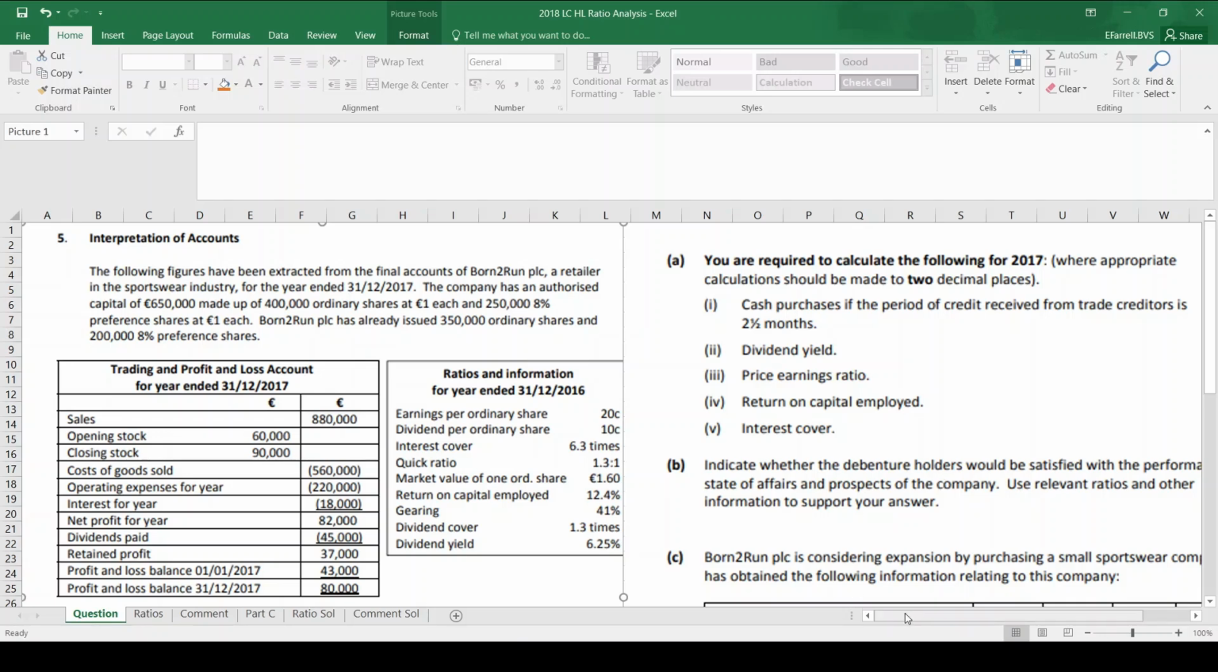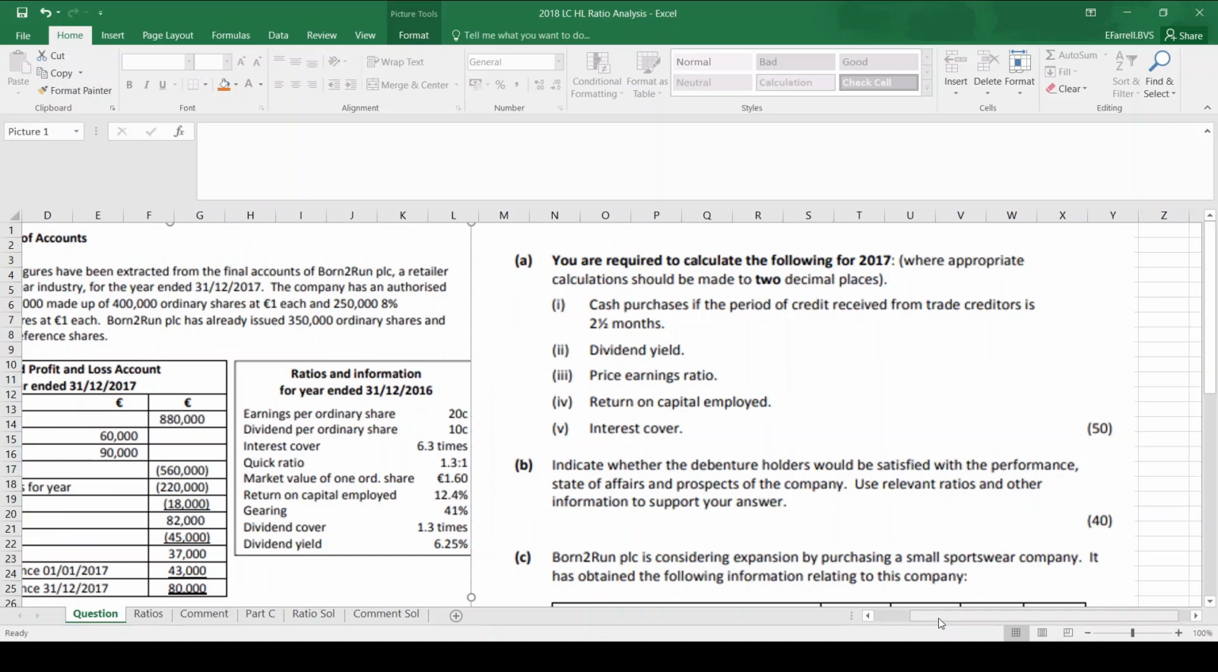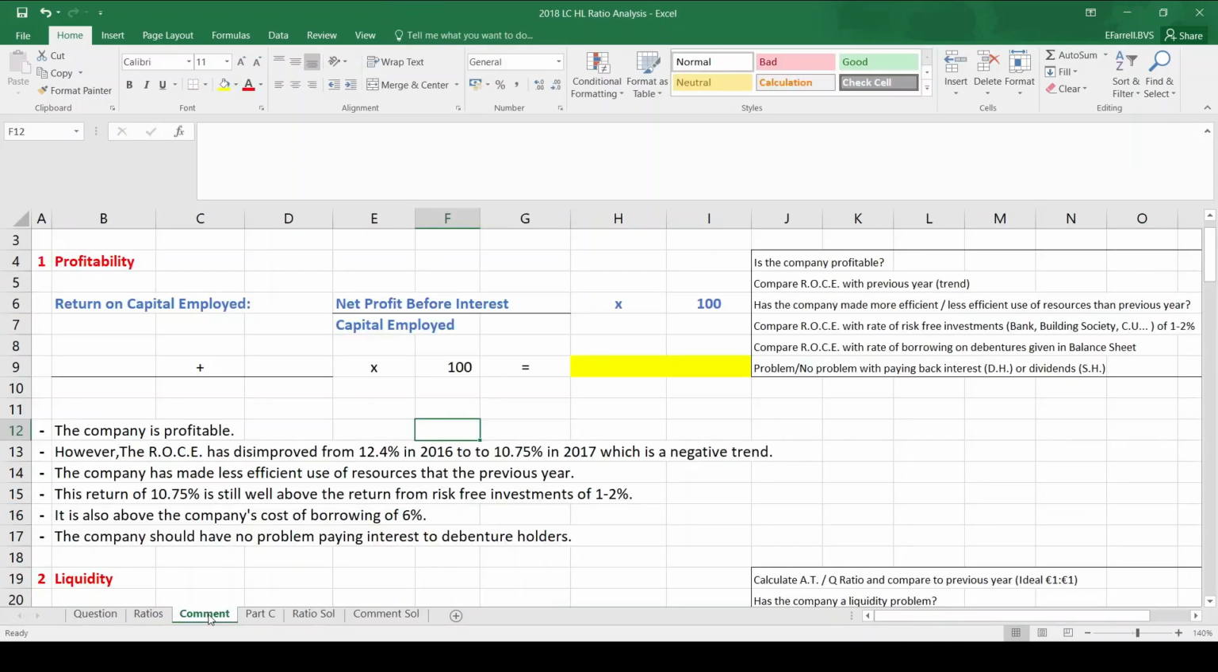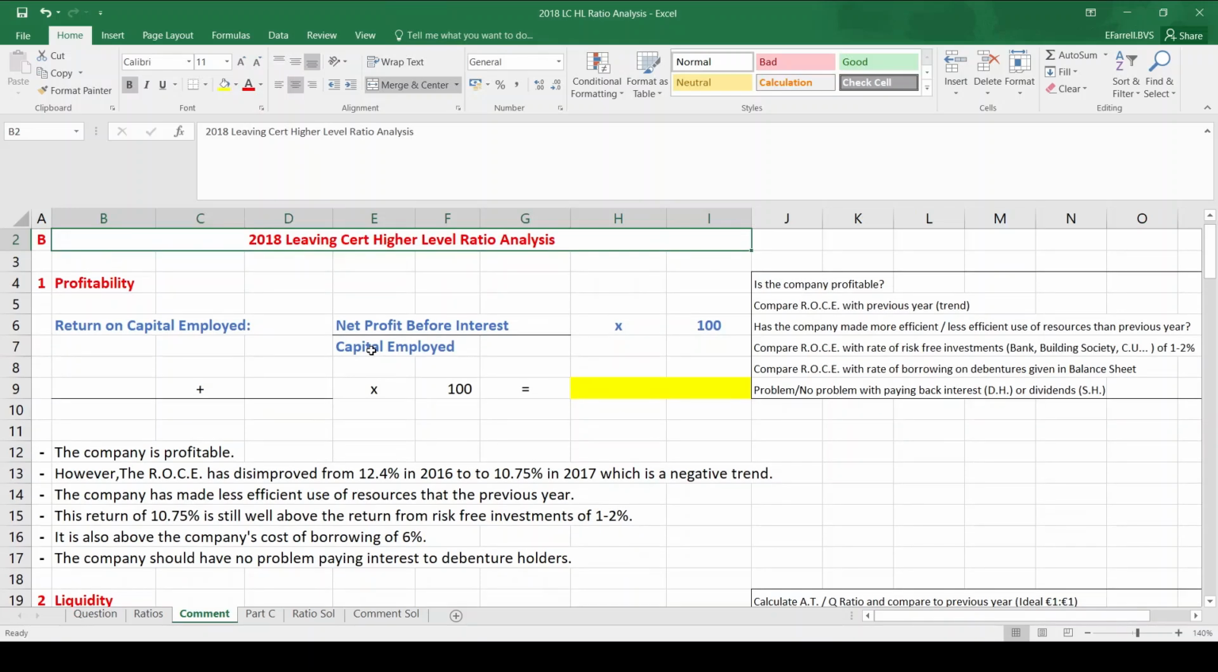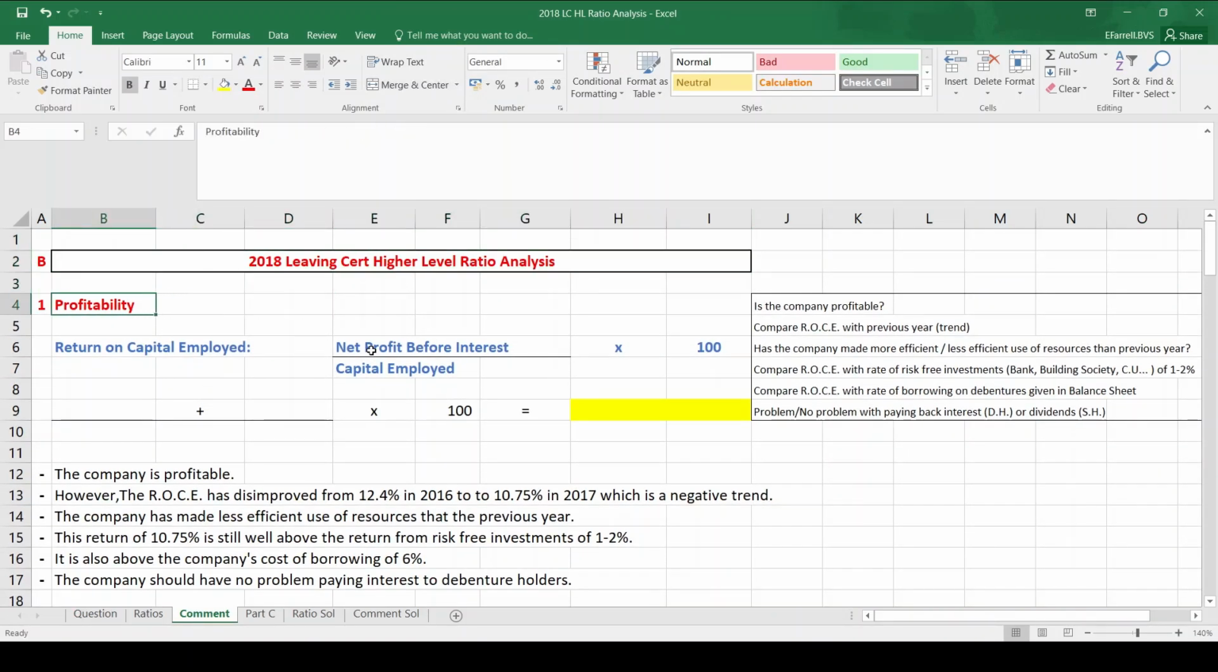So here we are asked, indicate whether debenture holders will be satisfied with the performance, state of affairs and prospects of the company, and use relevant ratios and other information to support your answer. So with this part of the question here, I would always try and structure the same way, because if you look at lots of solutions from examinations.ie, every year they're answered differently and it can be very hard to figure out what's going on. So with these, I would use a standard template to answer these questions. So my first heading would always be profitability.